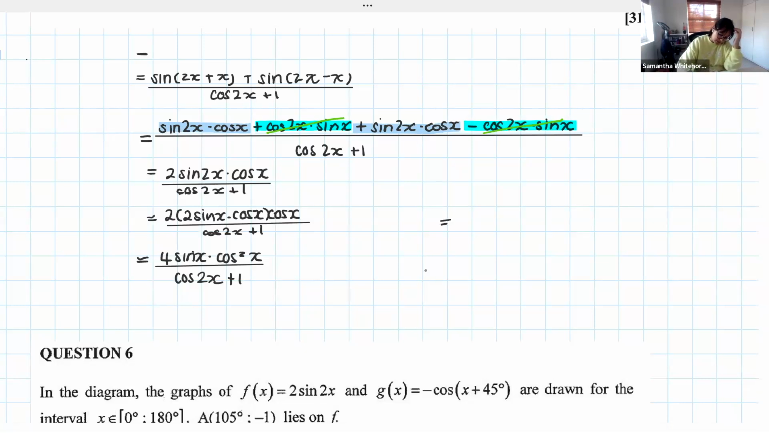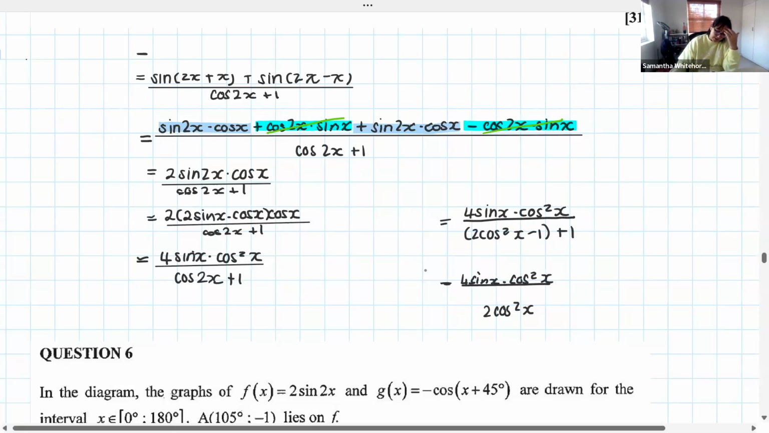Let's actually just move over here. So my numerator is still 4 sine x cos squared x. But now my denominator, I'm going to change that cos double angle to 2 cos squared x minus 1 plus 1. I also automatically know this is a good thing because minus 1 plus 1 eliminates. So I've got 4 sine x cos squared x over 2 cos squared x.